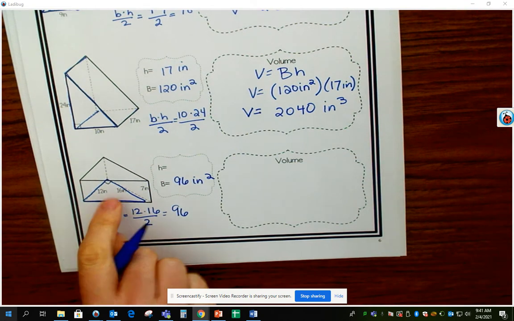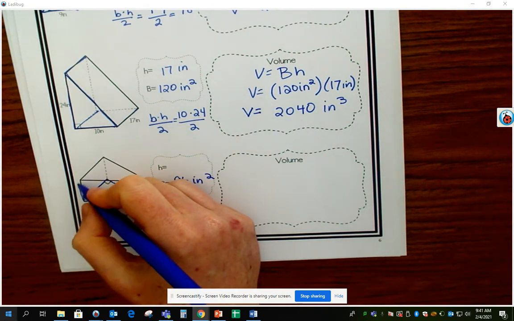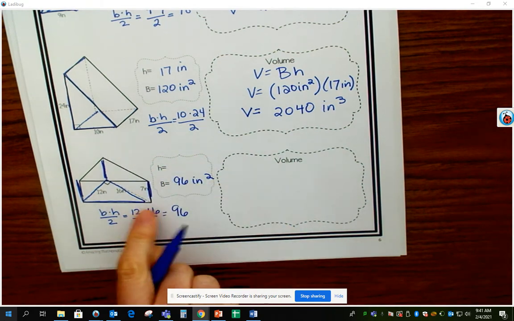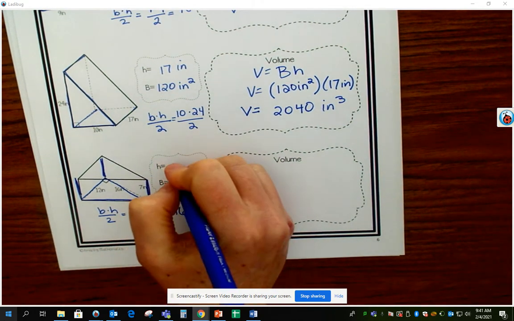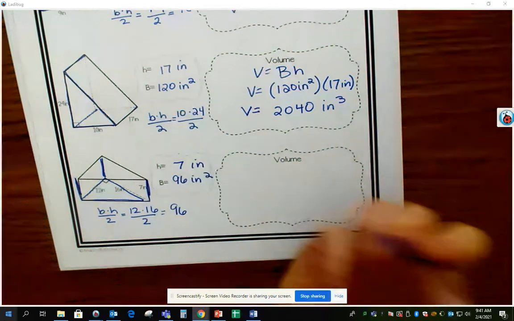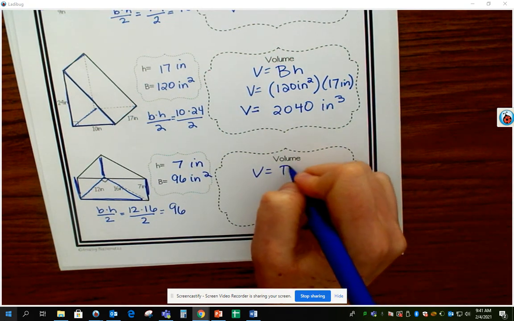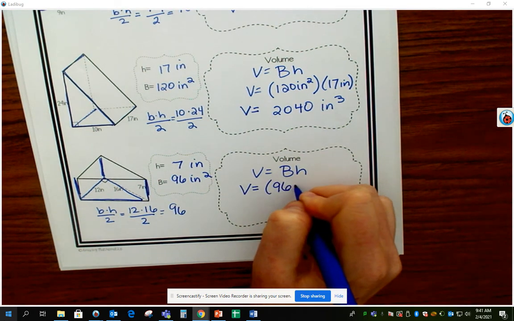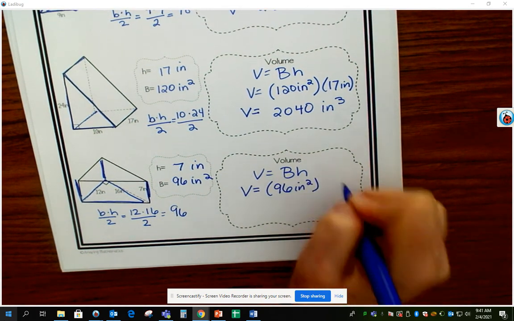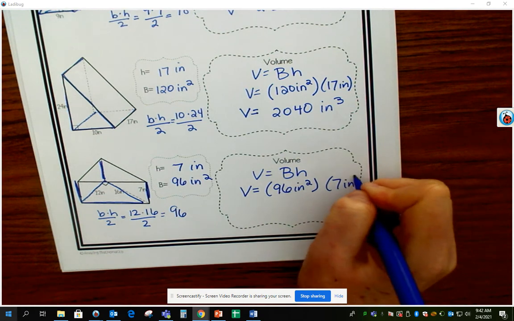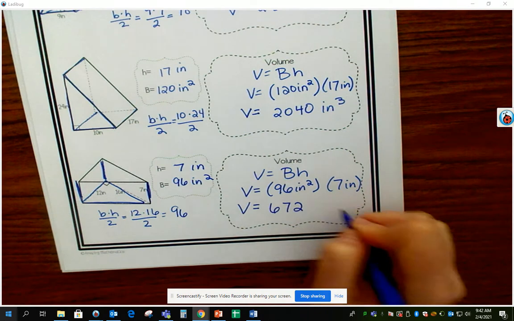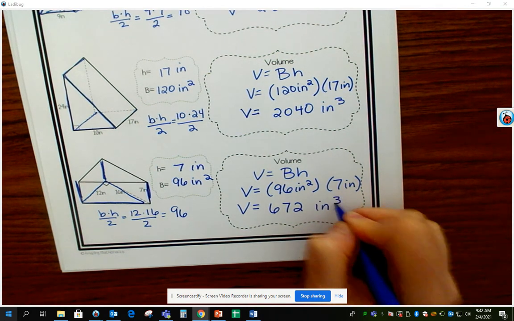And then we need to go perpendicular to that triangle. So this distance here is what we're looking at for our height. And we see it's labeled 7 inches there. So plug it into your volume formula. Area of the base is 96 inches squared. Height is 7 inches. Multiply those together and you get 672 cubic inches.